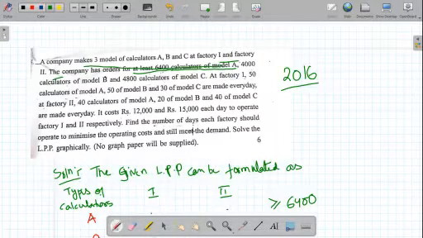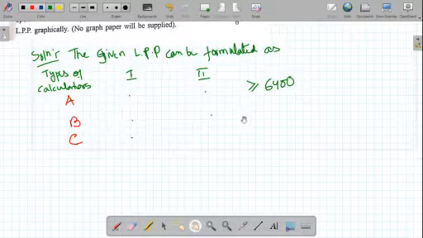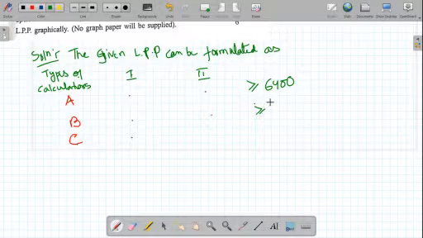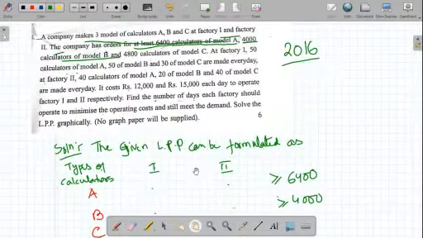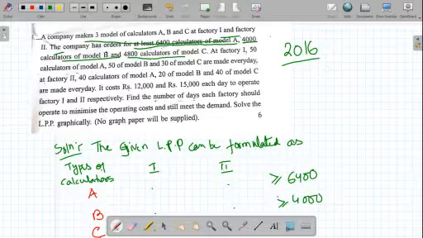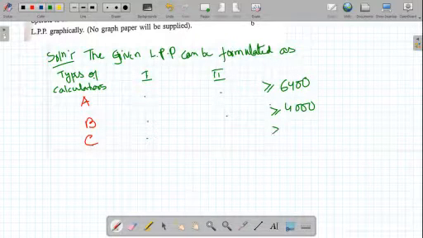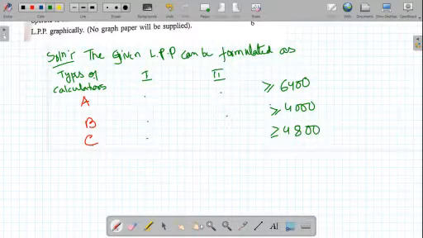Next, it says 4,000 calculators of model B. That means at least, so B's minimum is 4,000, right? Next, 4,800 calculators of model C. So for C it is 4,800. Up to this it is okay.